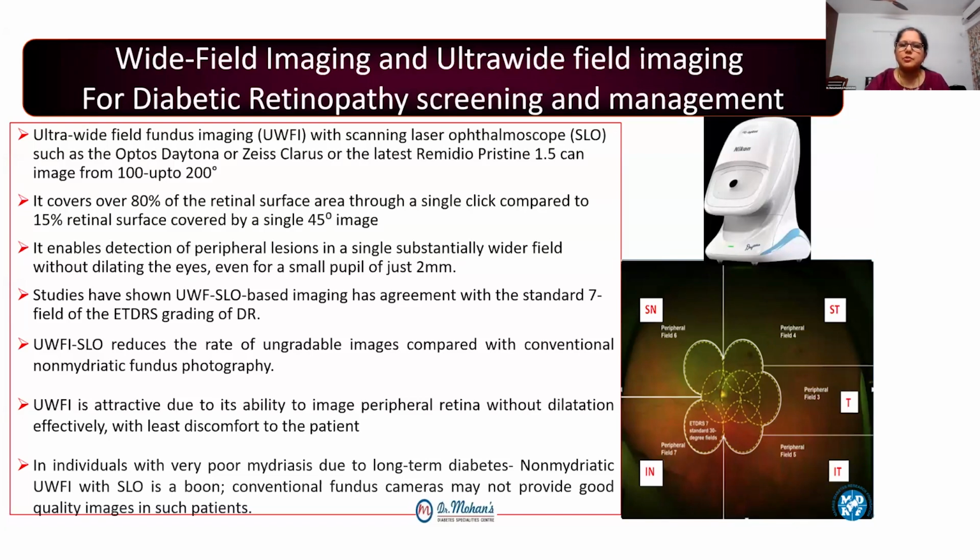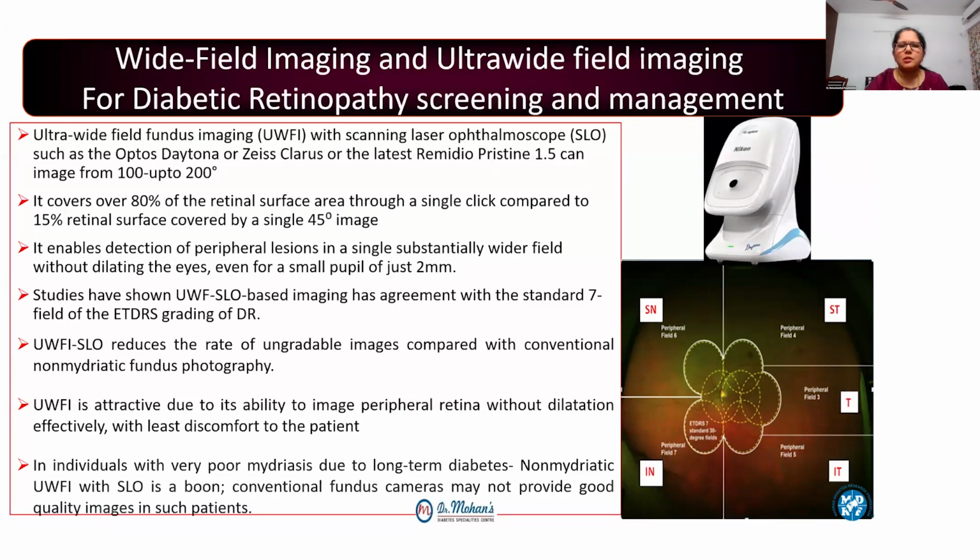There are studies which have shown that ultra wide field imaging has agreement with the standard 7-field imaging with respect to diabetic retinopathy grading. With a normal non-mydriatic conventional camera used for screening, there are a lot of ungradable images because of the non-mydriasis, whereas the number of ungradable images has drastically reduced with the use of ultra-wide field imaging with scanning laser ophthalmoscopy.